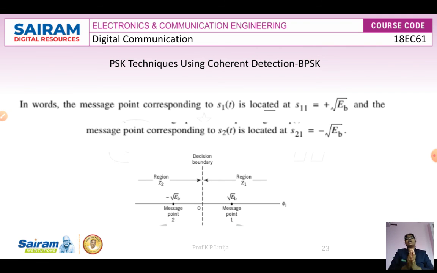So I hope you got a clear understanding of the binary phase shift keying concept.